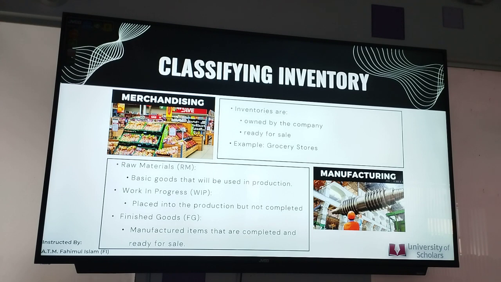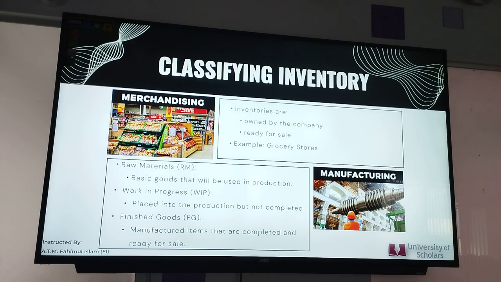So if we conclude this section, we can say merchandising companies own the stocks they buy, and they are ready for sale. Immediately they can sell their products, and they only classify those stocks as inventories. But manufacturing companies classify their inventories in three stages: raw materials, work in progress, and finished goods.